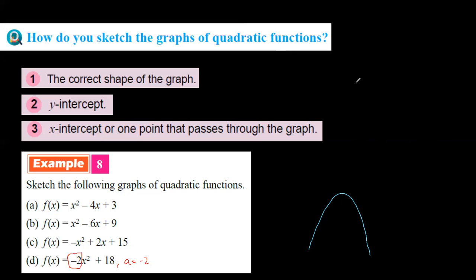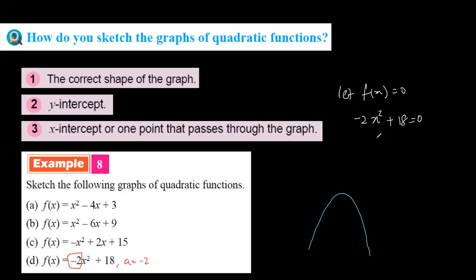After that, we need to calculate the roots. So let f(x) equal to 0. Then we have negative 2x squared plus 18 equal to 0. Okay, this question is in a completed square form. How to see the completed square form? You can see x squared, then no other x, no middle term. So this one basically is a completed square form.